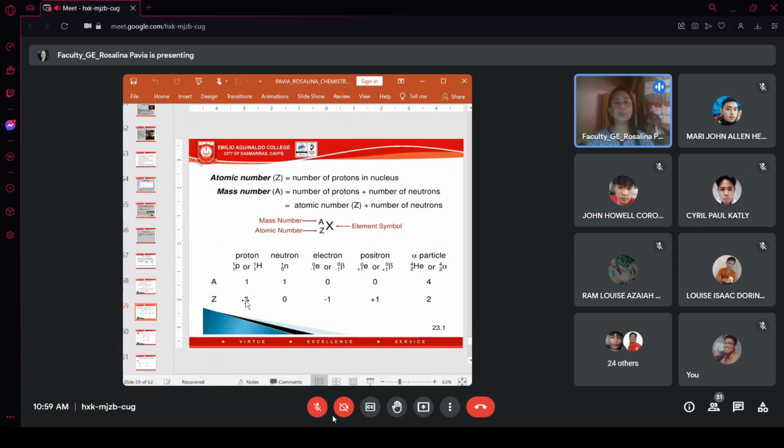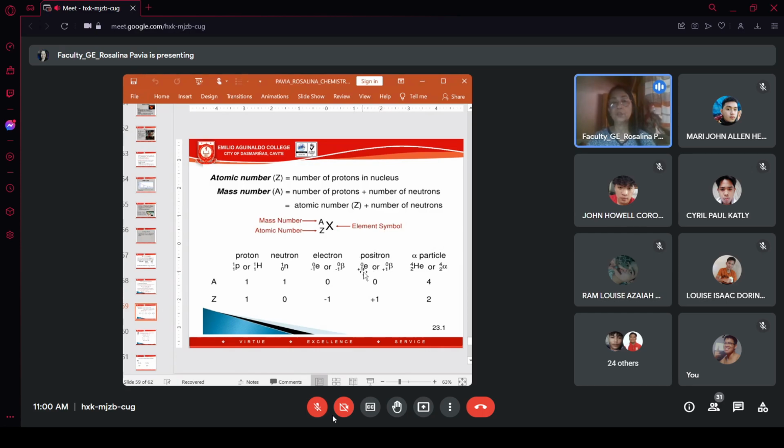So, proton is denoted by 1p1 or hydrogen 1. Neutron is 0 and 1. Electron, of course, is negative 1 E0 or negative 1 beta 0. This is actually beta emission. Positron is positive E0 or positive 1, 0 beta.